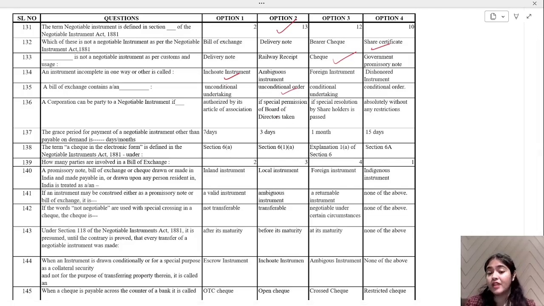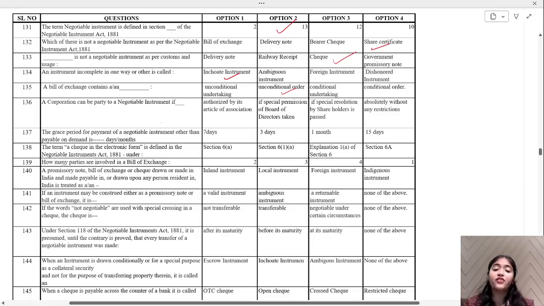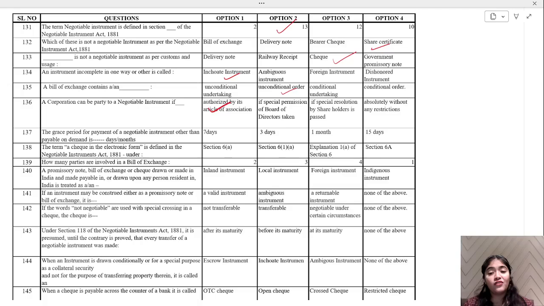Repeat of questions they are doing it. Okay. Option number 2. So they can ask you, their chances increase over here. Okay. Now, a corporation can be party to a negotiable instrument if authorized by its article of association.